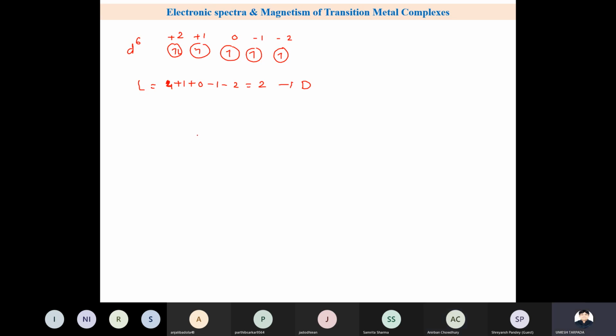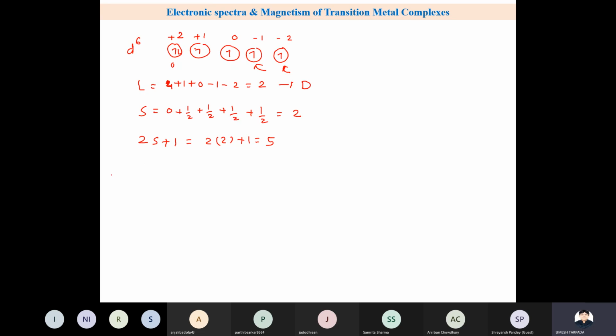Now what about its multiplicity? How many odd electrons are there? Only 2 S value here. The spin value is 0 in the first case, and in the second case it is 1 by 2, 1 by 2, 1 by 2, and 1 by 2. Odd electrons are there in each case, so total S value becomes 2. So 2S plus 1 is 5. It is called a quintet.